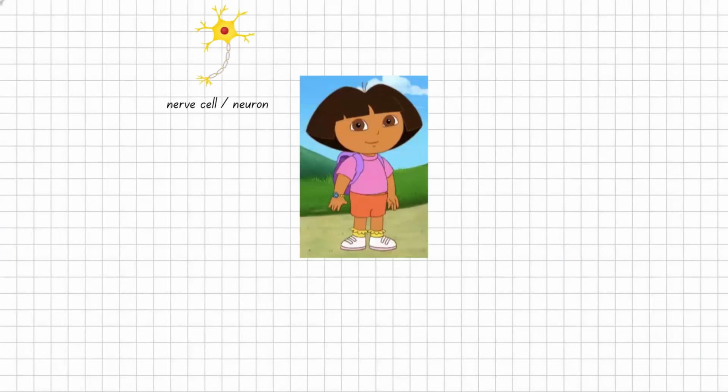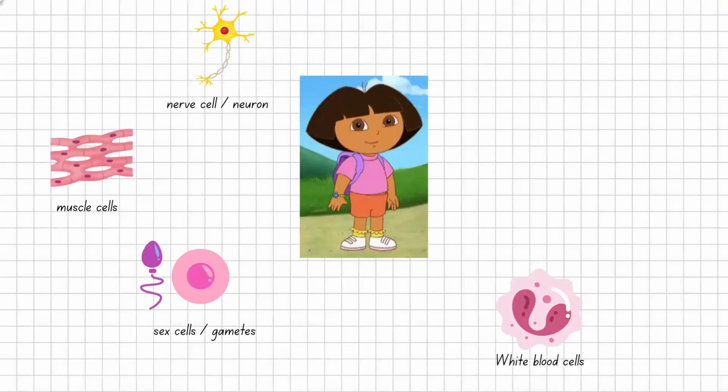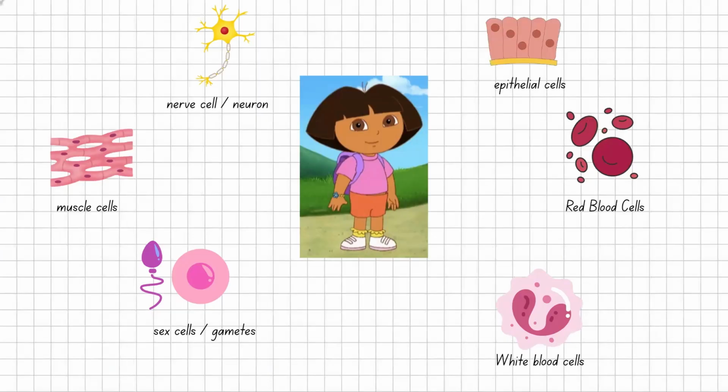This is Dora. Dora has neurons. Dora has muscle cells. Dora has sex cells. Dora has white blood cells. She might have blood, so she also has red blood cells. Dora has skin, so she has epithelial cells. All of these cells need and undergo the cell cycle for changes and growing.